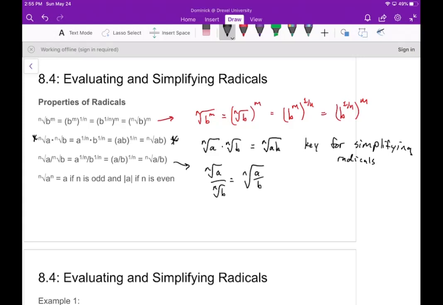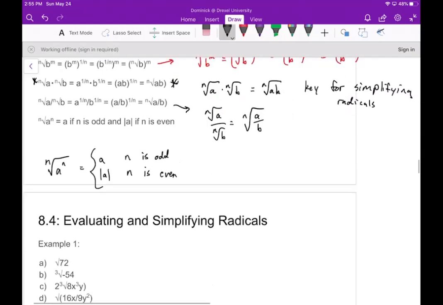Now if you have a to the n and then take its nth root, most of the time we just say that this cancels, the nth root and the n cancel and you just get a, but that's not necessarily true. You're going to get whatever a is if n is odd, and then you need the positive version if n is even. So we need to be a little bit careful there, and we'll see some examples of that.